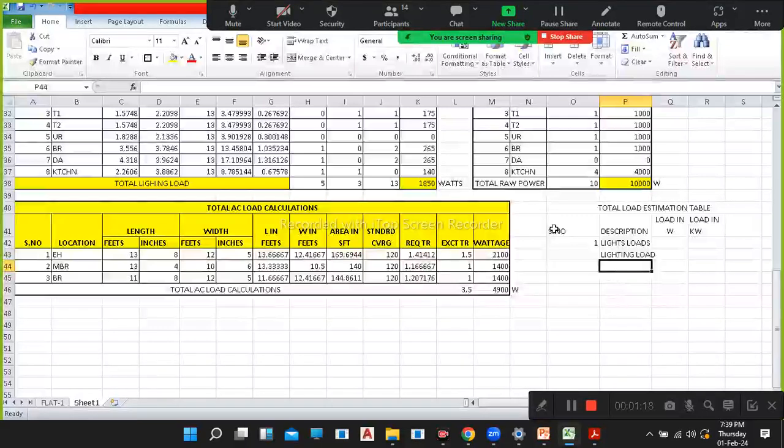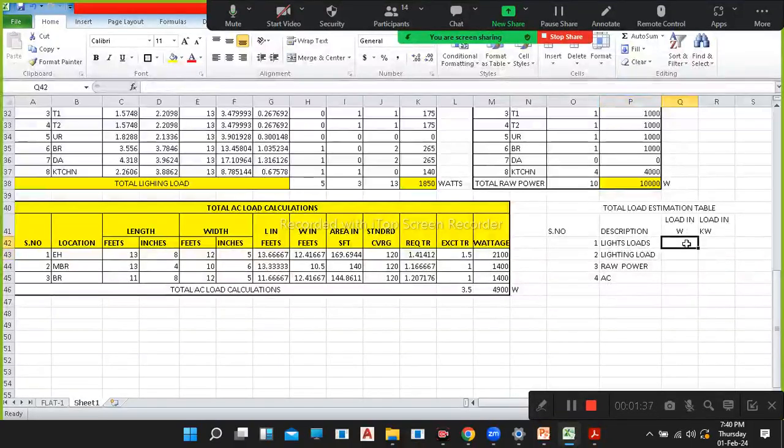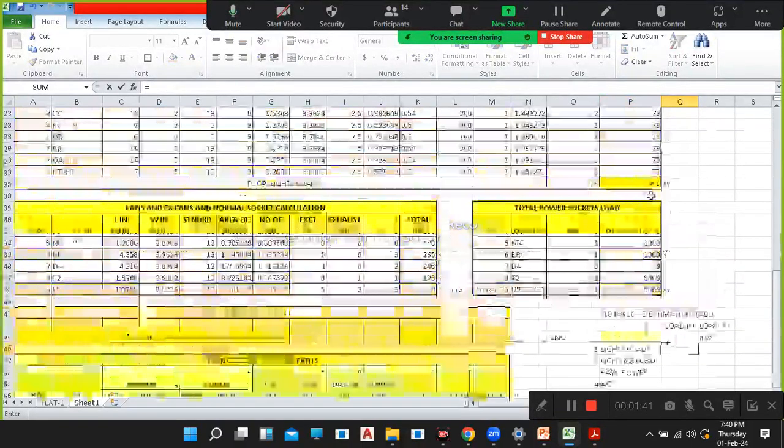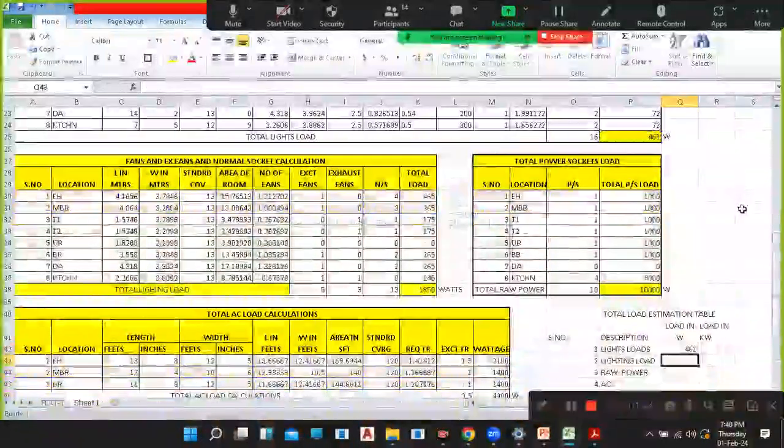Okay, next is this one. What is that? Raw power. The next is raw power, and the next is AC. Whenever you're writing the things here, don't write them manually. It should be a reference, so that in future if the values change here, it should also change. Is equal to load in watts 461, enter.